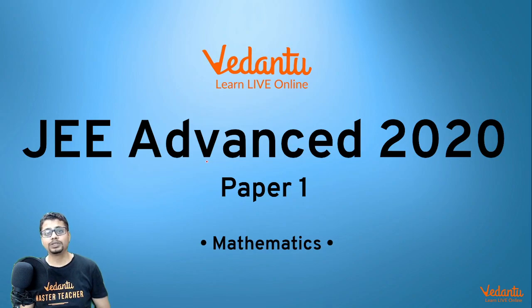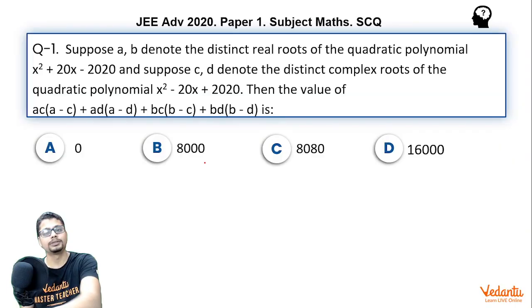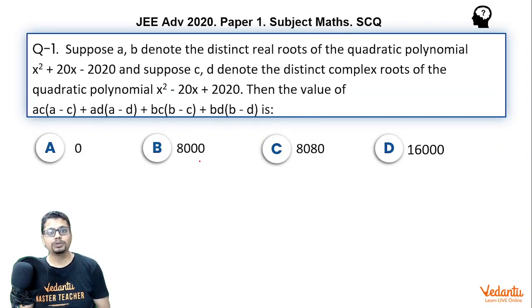We are discussing JEE Advanced 2020, Paper 1, Mathematics, and the question for this video is this. Suppose A, B denote the distinct real roots of the quadratic polynomial x square plus 20x minus 2020, and suppose C, D denote the distinct complex roots of the quadratic polynomial x square minus 20x plus 2020. Then the value of AC(A minus C) plus AD(A minus D) plus BC(B minus C) plus BD(B minus D) is what?